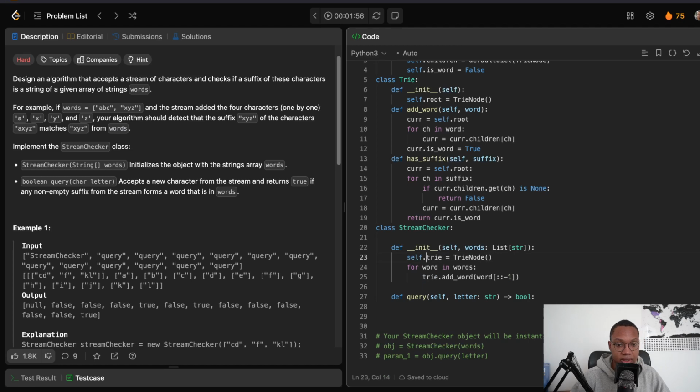We'll do self dot, and then self dot, and then every time we query, I think we just keep track of all the words we have so far. Probably, and then just do like char so far.